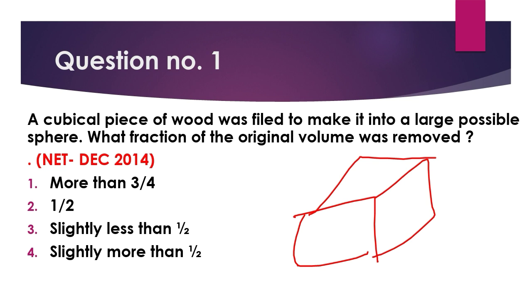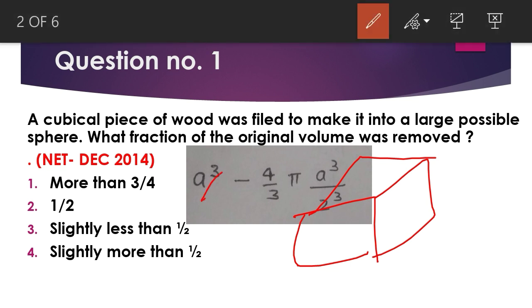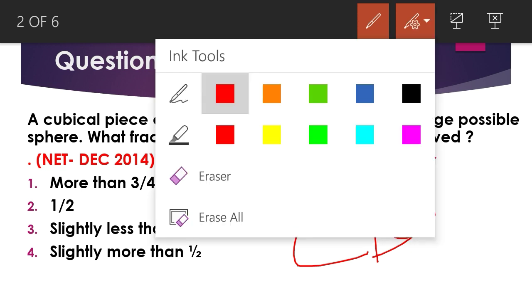So let us assume that the side of this cube is A. So the original volume of the cube is A cube. Okay, this is the original volume of the cube. And if we imagine a sphere within this cube, we will find that the diameter of that sphere will be the side of this cube. The sphere will be something like this. Just imagine it in the whole cube. So the diameter of the sphere will be the side of the cube. So diameter is A, and hence the radius of that sphere will be A by 2.